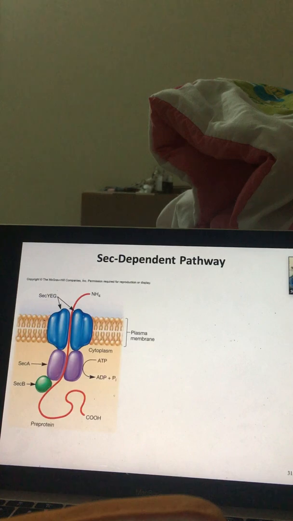Looking at it in a picture form will be easier for you. Here is your pre-protein, and this pre-protein has the amino terminal, which is being shown to have extruded out of the secretory system SEC-YEG. And here's your SEC-B, which is the one that is protecting it from folding again. And this is your SEC-A, which is an ATPase that allows the breakdown of ATP so that the protein can be transported across the membrane or be embedded in the membrane. So SEC-Y, E, and G make a channel in the membrane.